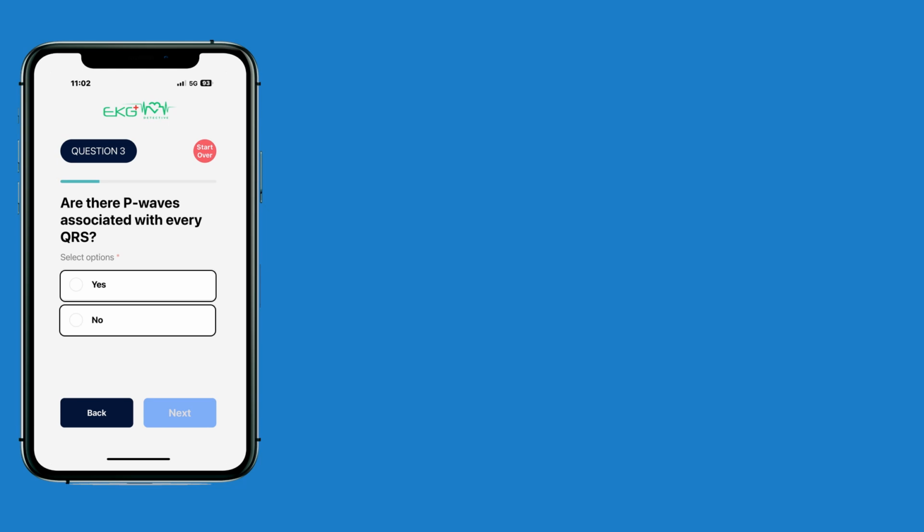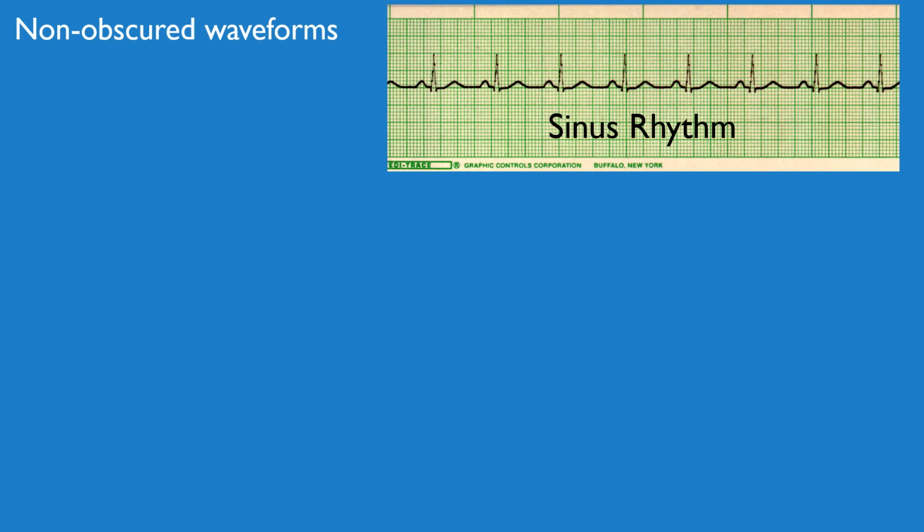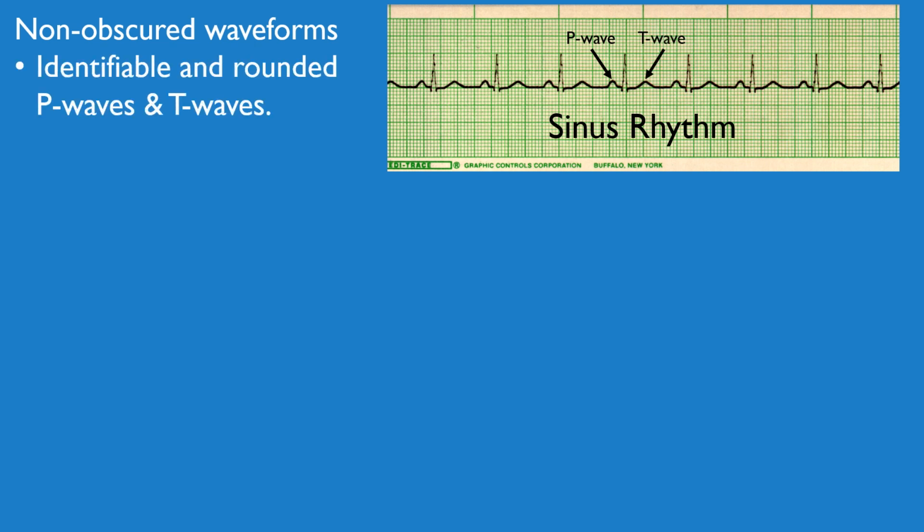So going to the app, the third question it is going to ask you is, are there P waves that are associated with every QRS complex? Now that becomes a little bit of a challenge when we're talking about atrial tach, because when we're looking at a rhythm where the rate's not incredibly fast, we're going to have waveforms that are not obscured by anything. We can see really nice definable P waves here. We can also see very well definable T waves. So we're going to be able to see that we have P waves and T waves and they're nice and round.